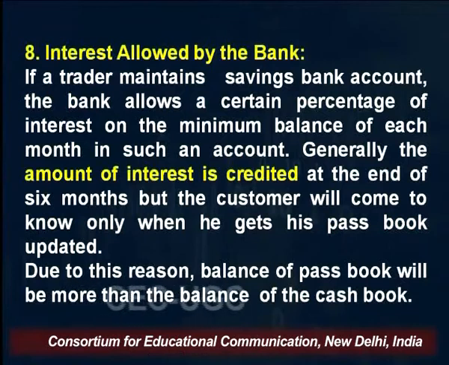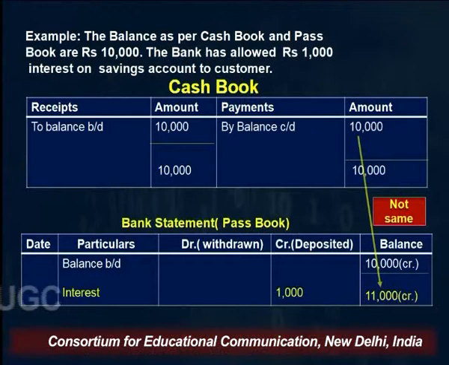The next reason for a difference is when interest is allowed by the bank. Interest allowed means whenever the bank is giving some services or facility, such as an overdraft, it charges some interest. If a trader maintains a savings bank account, the bank allows a certain percentage of interest on the minimum balance of each month, and that is generally credited in our account at the end of 6 months. This is interest allowed, not interest charged. If interest allowed is given by the bank, it will be depicted in the passbook, not in the cash book.